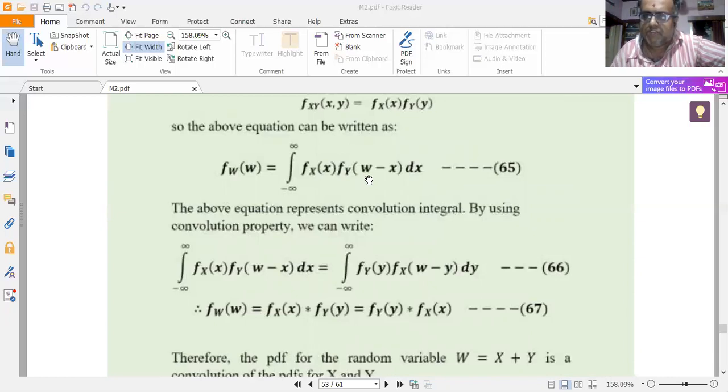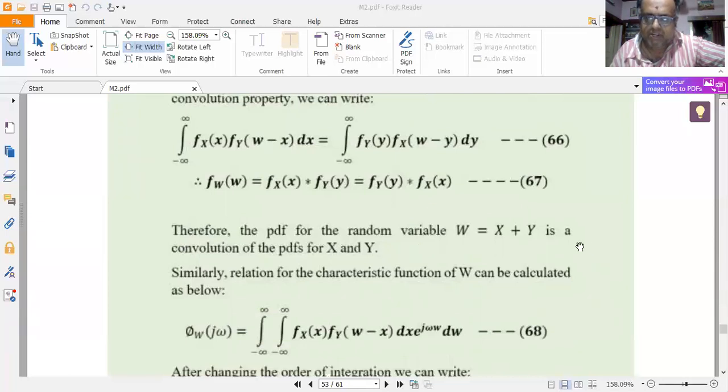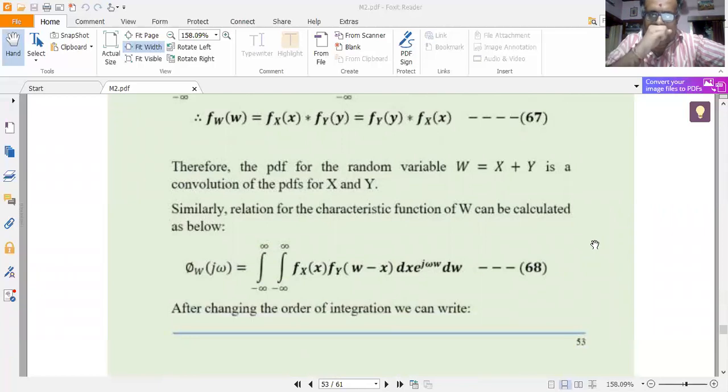That is, integral a to b f of x dx is also equal to integral a to b f of y dy. So using the definite integral property, I can write f_W of w as integral minus infinity to plus infinity f_Y of y f_X of w minus y dy also. I am replacing x by y. I can replace x by t also, not an issue. Recalling that it's a convolution integral, I can conclude that f_W of w, the PDF, is given by the linear convolution of f_X of x with f_Y of y. So f_W of w is equal to f_X of x convolved with f_Y of y. Since convolution is commutative, I can also write f_W of w as f_Y of y convolved with f_X of x. Here the star symbol designates convolution. So the PDF for the random variable W equal to X plus Y is the convolution of the PDFs for X and Y.